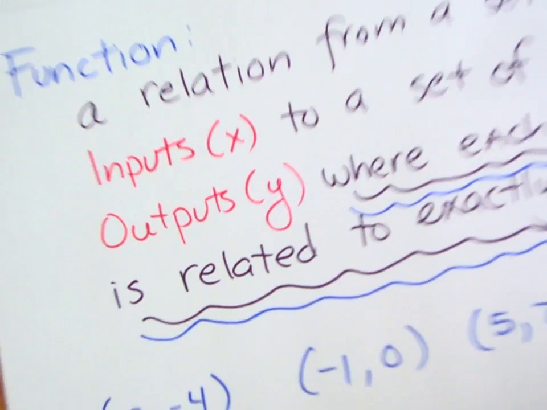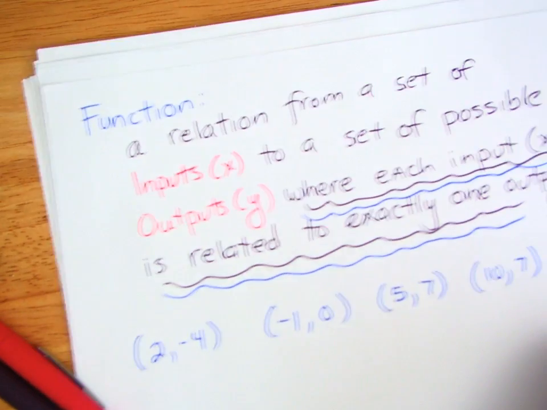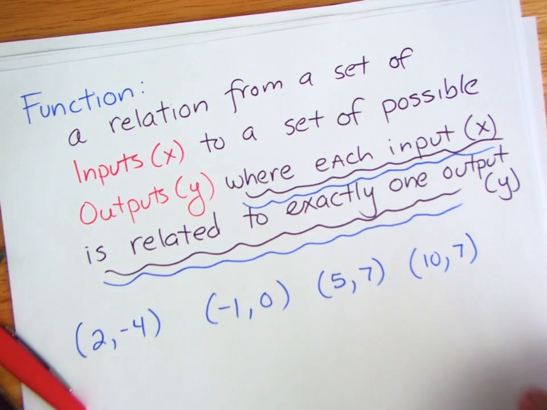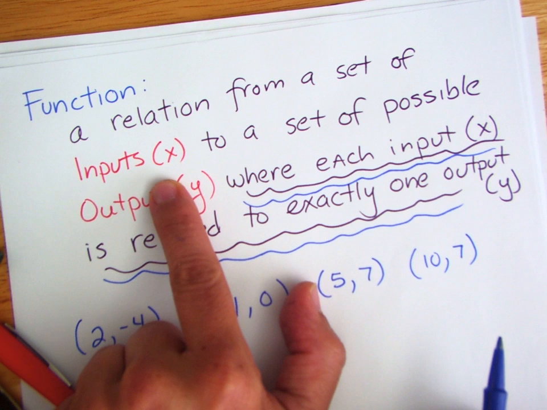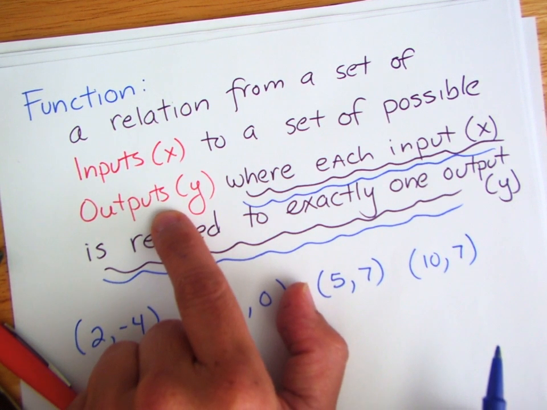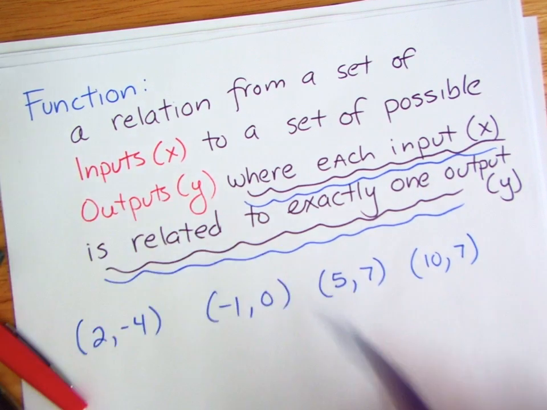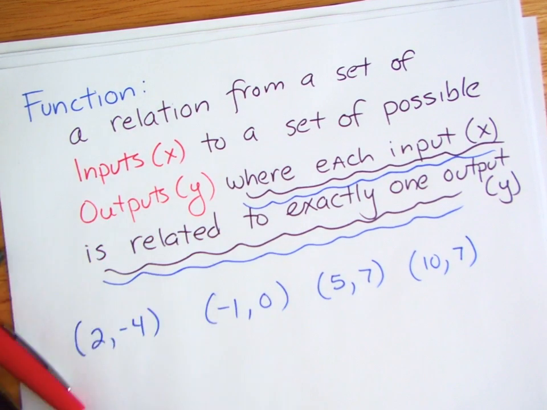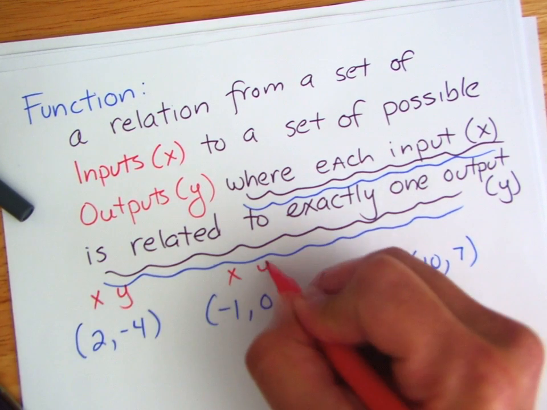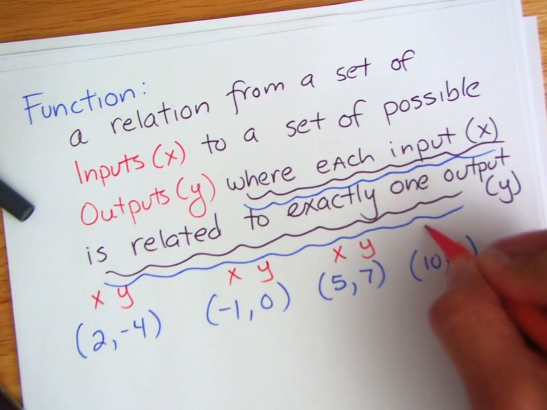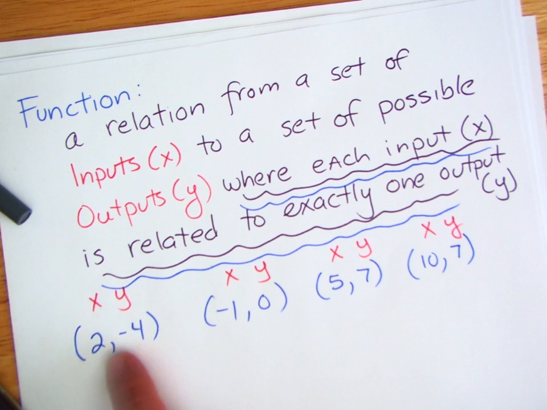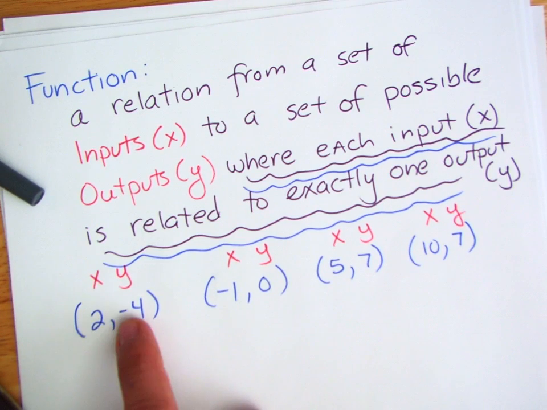A function is a relation from a set of inputs, which is normally an x, to a set of possible outputs, which is normally the y. So when you have these coordinates, you have your input and your output. Sometimes when you have a table, the input is on the left and the output's on the right. So it's a relation. These two have a relationship, the x, y.